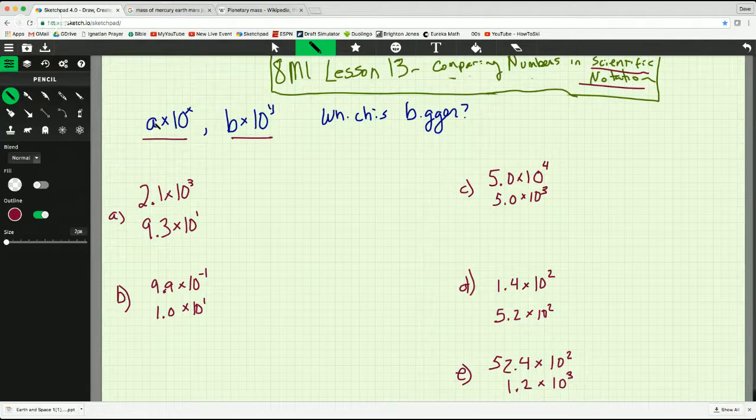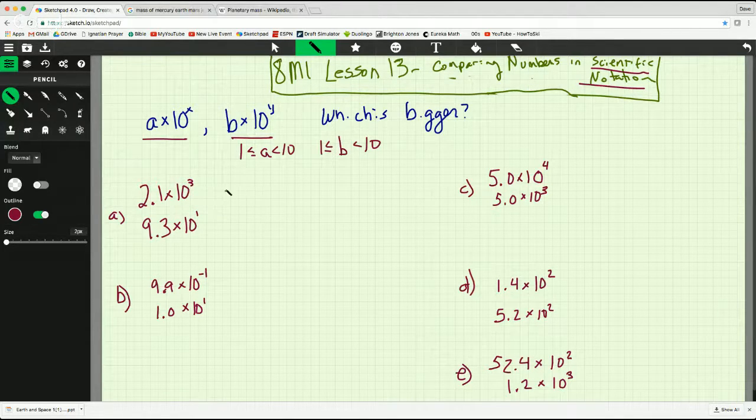Okay, so if we have two numbers written in scientific notation, we know that A has to be between 1 and 10, and B has to be an integer. All right, so here we have an example of a number in scientific notation. In this case, we have 2.1 times 10 to the third, or 9.3 times 10 to the first, and we're just asking which is bigger.